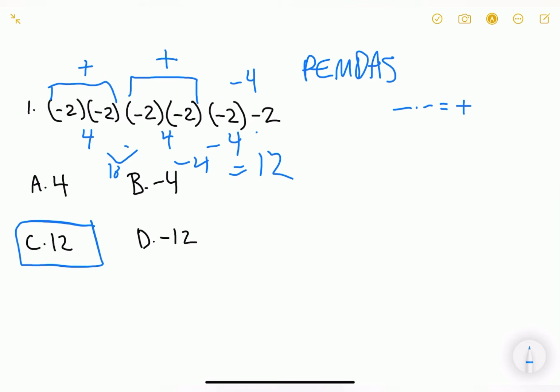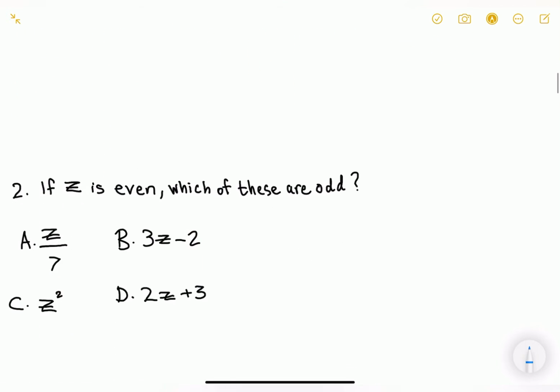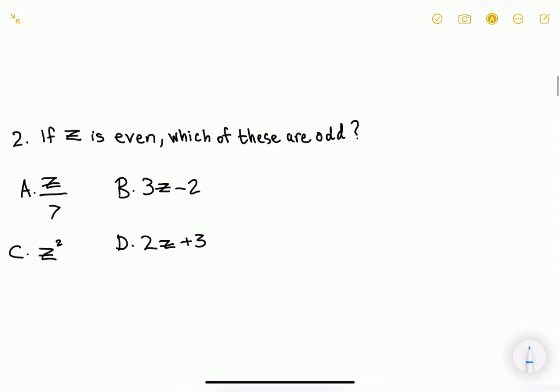Now let's move on to question number 2. Question number 2 says, if Z is even, which of these are odd? So we know that the even numbers are 0, 2, 4, 6, 8, 10, etc. There can either be plus or minus. So let's just get right into it.